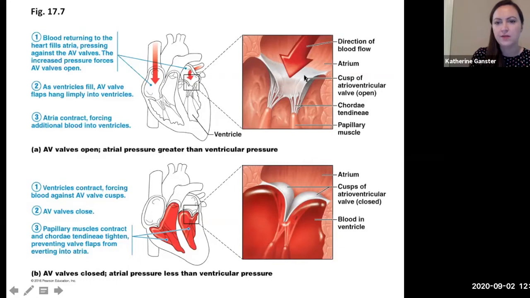And you can see the valve itself as well as the chordae tendineae that tie it down to the papillary muscle. Now, 80% of the blood in the left atrium is going to passively go down into the left ventricle. When the atrium contracts, it's only squeezing the last 20% down through this mitral valve and into the left ventricle.